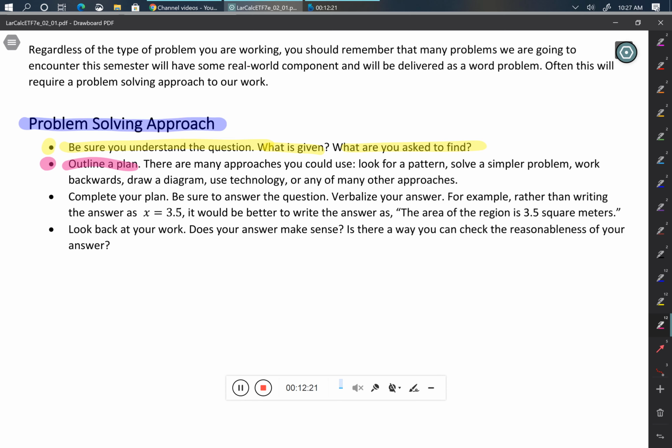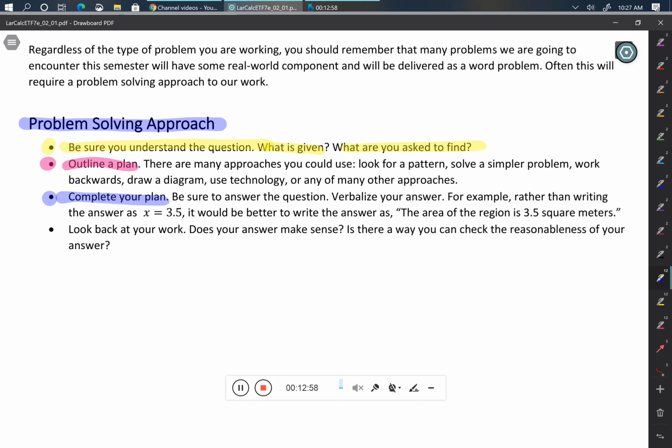Okay. Third step in the problem solving process is to actually do the thing that you just laid out. Complete the plan. Okay. Verbalize the answer. Remember that if a variable is not defined in the problem, and you define it, if you say x is going to be the length of this thing, the answer can't be x is 3.5, because that doesn't tell me anything, because I don't know what x is. You made it up. So it's better to write it out as a full, complete answer, to say the area of the region, or the length of the side, or whatever it is you decide your variable is good for.